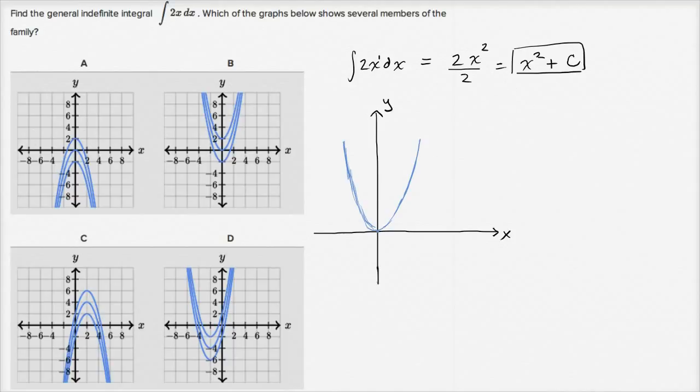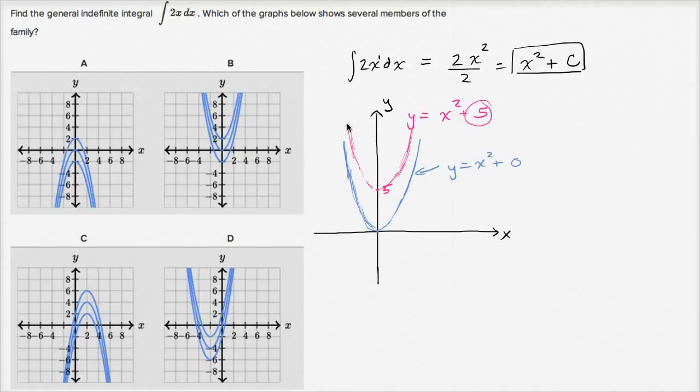So I'm going to write this down. This right over here is y is equal to x squared, and in this case, our c is 0. But what if our c was some positive value? So let's say y is equal to x squared plus 5. Well then, we're going to have a y-intercept here at 5. So essentially we're just going to shift up the graph by our constant, which is positive 5, and we will get something that looks like this.